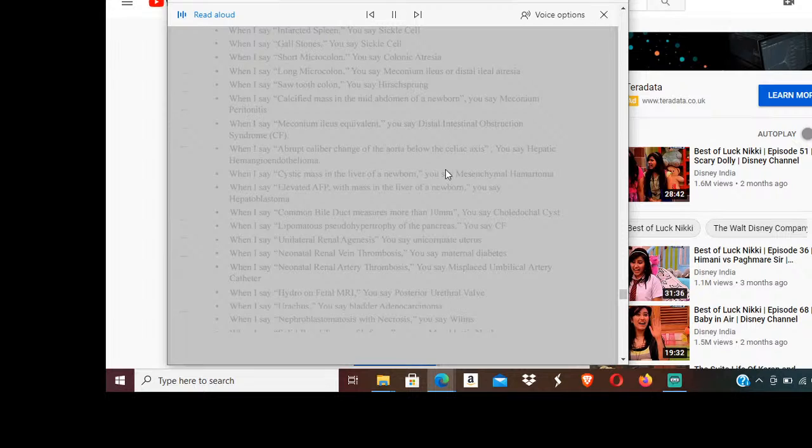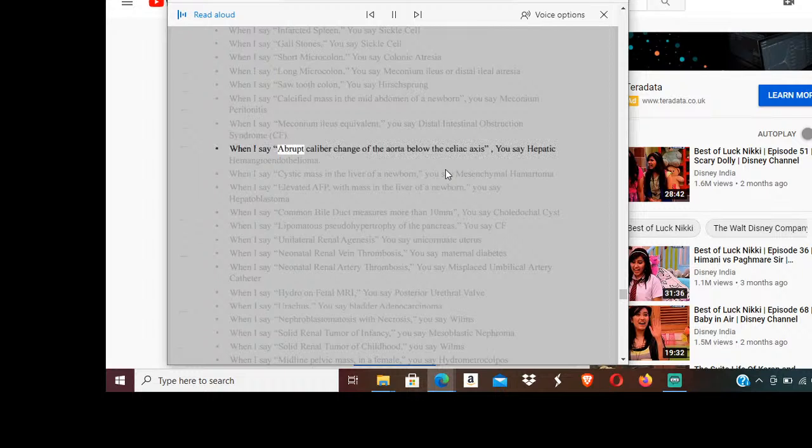When I say infarcted spleen, you say sickle cell. When I say gallstones, you say sickle cell. When I say short microcolon, you say colonic atresia. When I say long microcolon, you say meconium ileus or distal ileal atresia. When I say sawtooth colon, you say Hirschsprung. When I say calcified mass in the mid-abdomen of a newborn, you say meconium peritonitis. When I say meconium ileus equivalent, you say distal intestinal obstruction syndrome, CF.